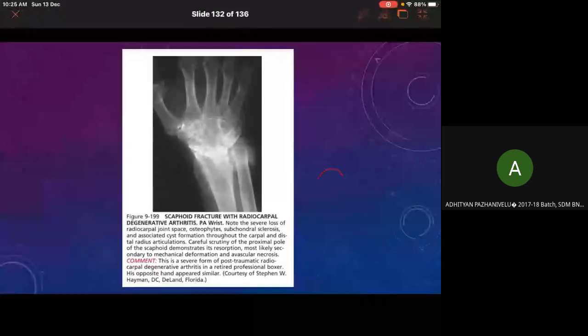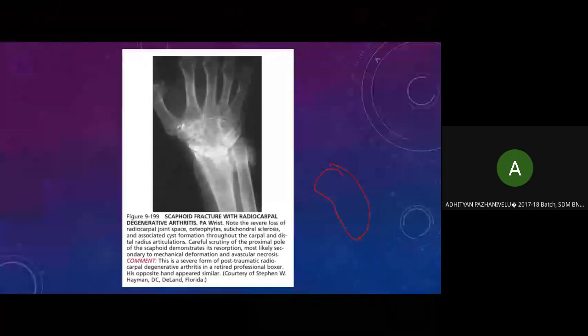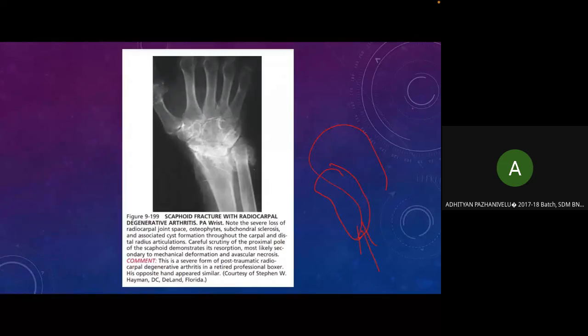Scaphoid is somewhat boat shaped, and instead of the blood supply coming from here, the blood supply comes like this, that is from the distal end. So if there is a fracture here, this portion can go in for avascular necrosis. This is an important bone in the wrist joint, so if this gets avascular necrosis, the whole joint goes in for arthritis. Arthritis is nothing but inflammation.